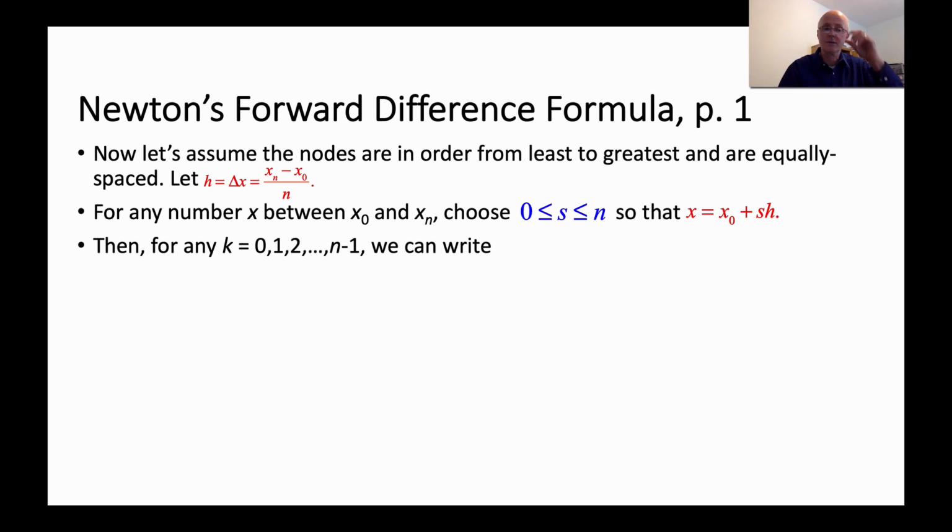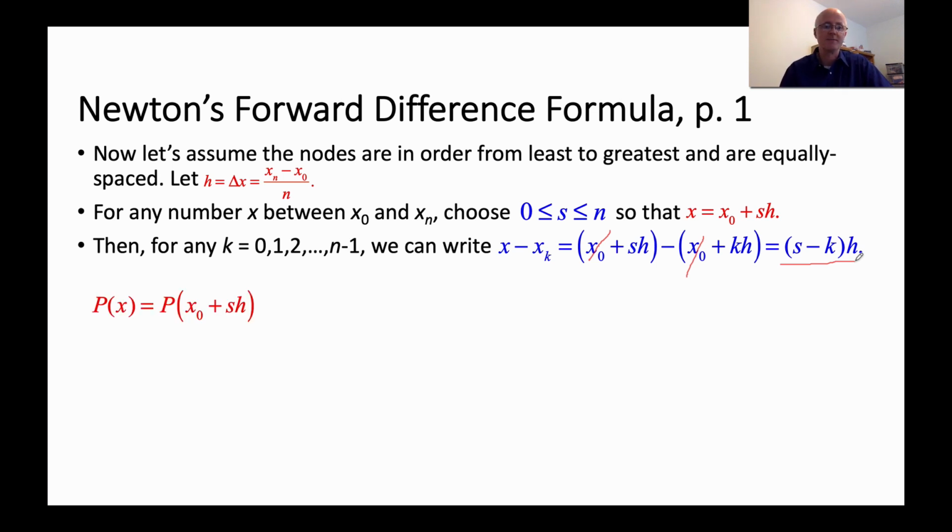Then we can also do the following. For any number k, that's 0, 1, 2, 3, etc. through n minus 1, we can also write x minus xk in this way. Since x itself is x0 plus sh for some s, and xk is x0 plus kh, when we do the subtraction, the x0s cancel. This cancels with this. And then what's left is sh minus kh. The h can be factored out to leave you s minus k times h. Okay? So we can write that, and that will be helpful for us.